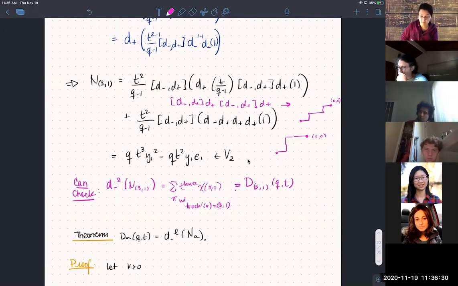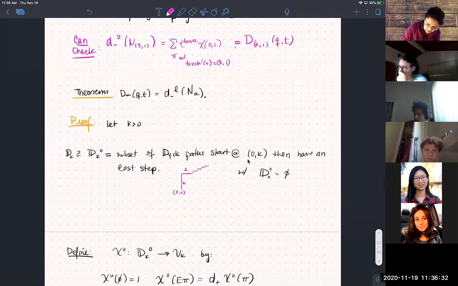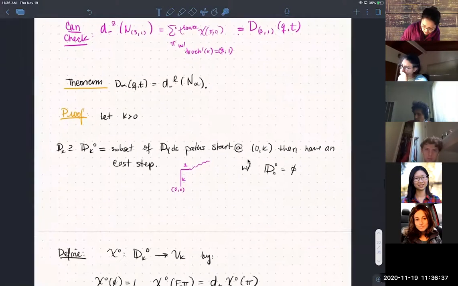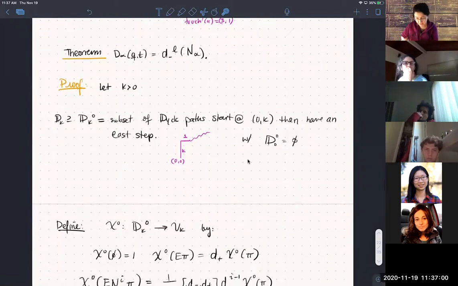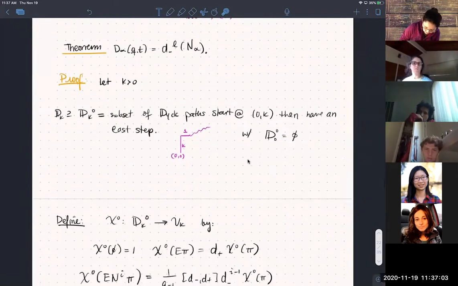So let's prove it. How do we do this? So let's suppose k is bigger than 0, and we're going to consider the subset of dict paths that start at 0k and then have an e step, right? So we do k up and then one e step. And this is a weird definition when you take k equal to 0, so we're just going to set that to be the empty set. And we're going to define more functions, no surprise.